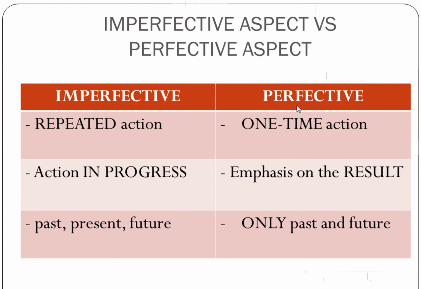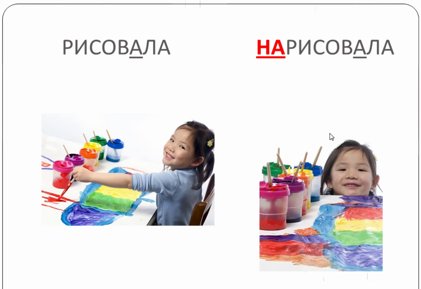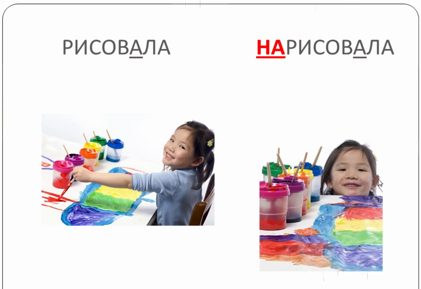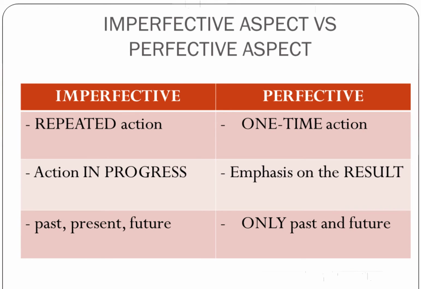And we use perfective when we're looking at a one-time action. So I'm not discussing this girl drawing every Sunday or anything like that. I'm looking at this particular act of drawing right here, where I can see the result of that particular action. Emphasis is on the result. So I'm discussing this one act of this action with the result present.